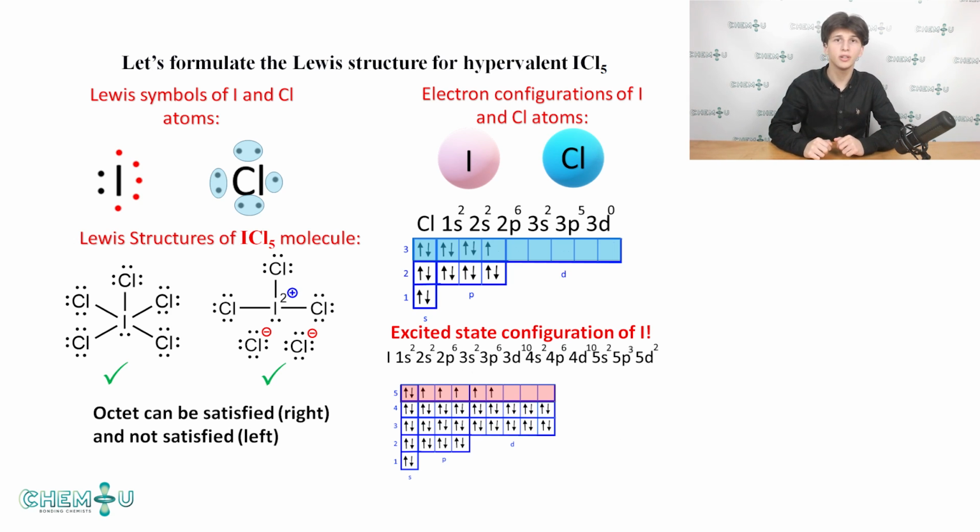Finally, the resulting Lewis structures of the ICl5 molecule are given at the bottom. Pay attention that we have more than 8 electrons around iodine and an octet around chlorine. Of course, we can redraw this Lewis structure by adding formal charges in such a way that iodine and all other constituent atoms have an octet of electrons.